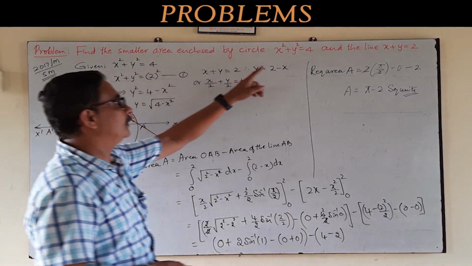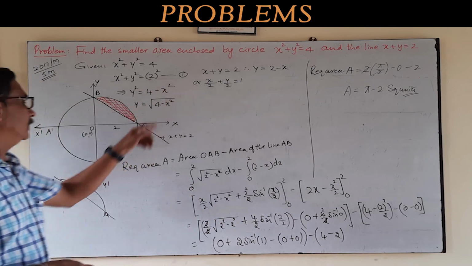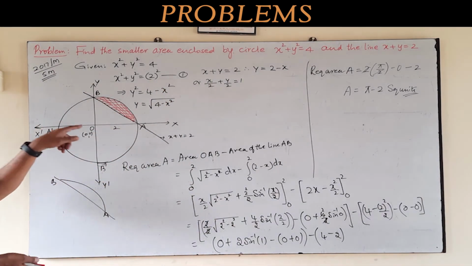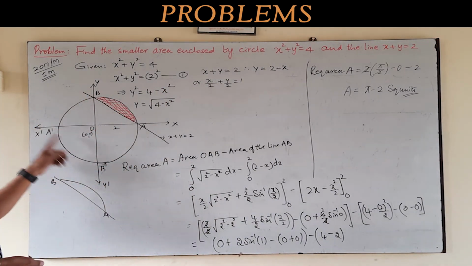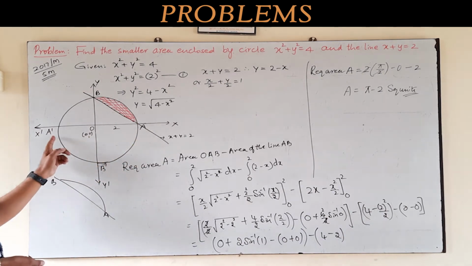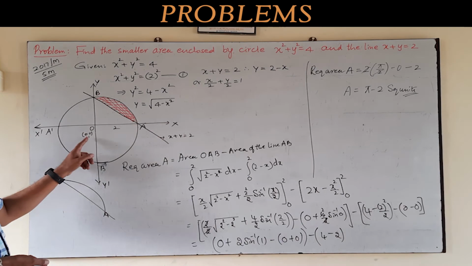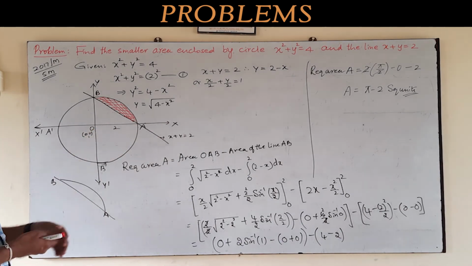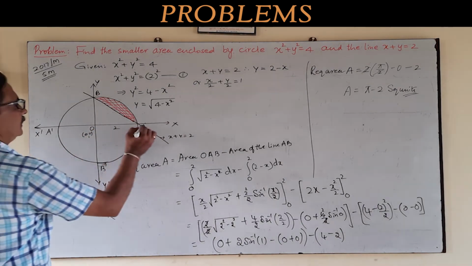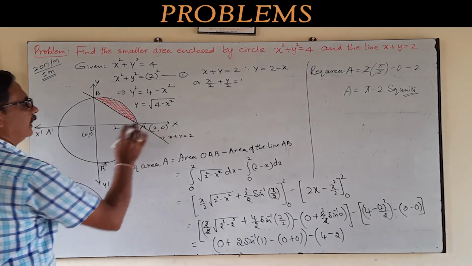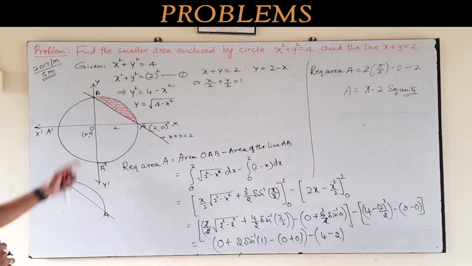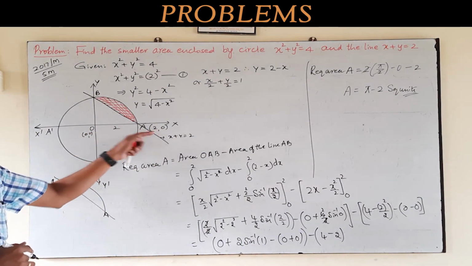Here in this example, radius is 2. Now consider a circle with center at the origin. The circle cuts the x-axis at A and the y-axis at B. Center is at the origin, radius is 2. OA lies on which axis? X-axis. Therefore, coordinates of point A are (2, 0). Y coordinate is 0, OA x-axis distance is 2.